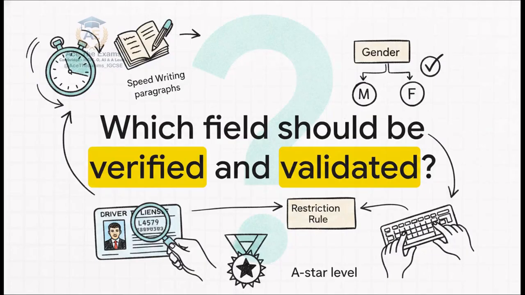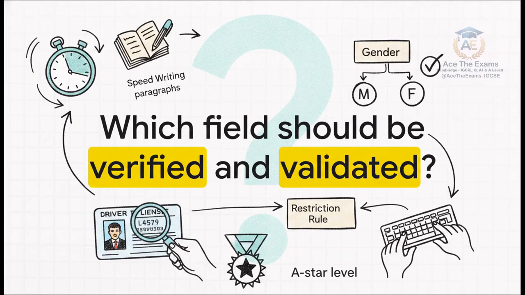Challenge 3. We are moving right into our speed writing challenge. Imagine a 30-second timer counting down. Based on the teacher database we just looked at, which exact field would you choose to verify, and which would you validate, and what is your specific reason? Take a moment to think about it. Got your perfect Peel paragraph formulated?